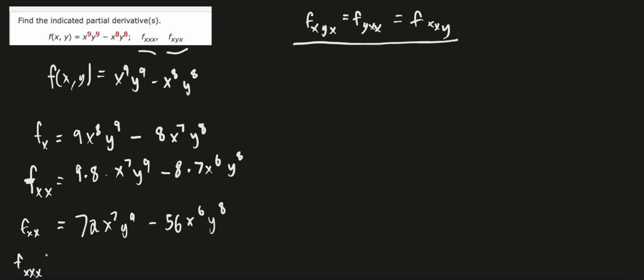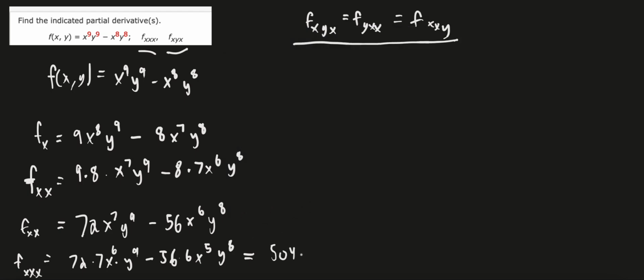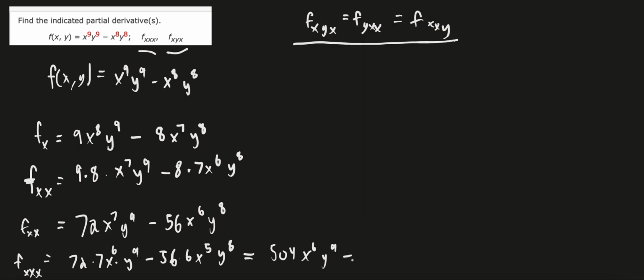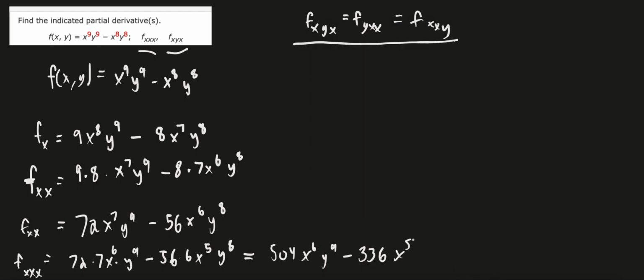Finally, one more time. 72 times 7x times y to the 9th minus 56 times 6x to the 5th y to the 8th. I definitely need a calculator. 72 times 7 is 504. So 504 x to the 6th y to the 9th minus 56 times 6 is 336 x to the 5th y to the 8th.